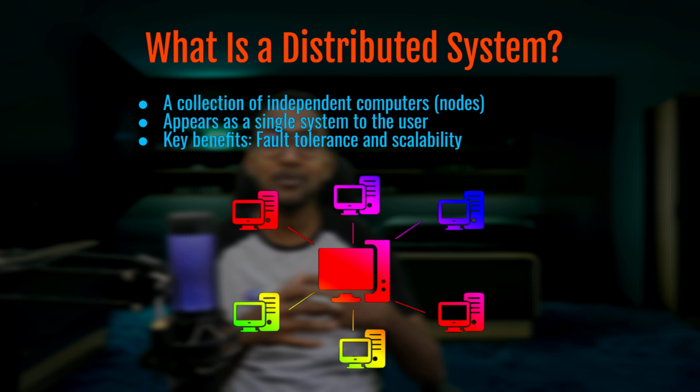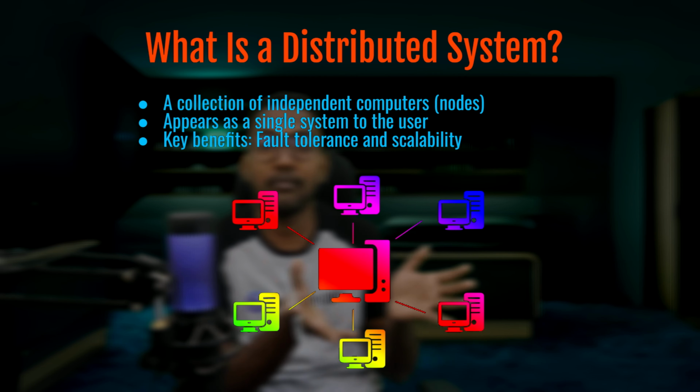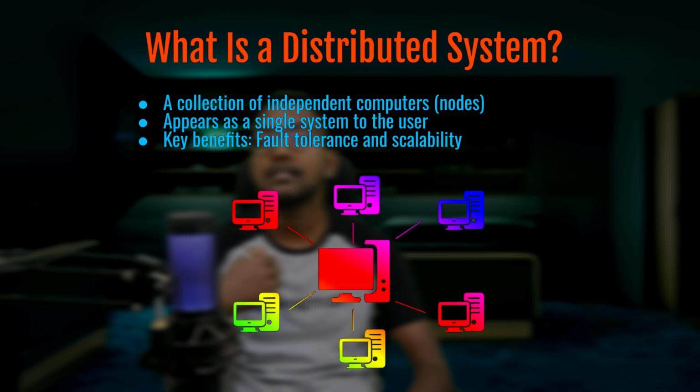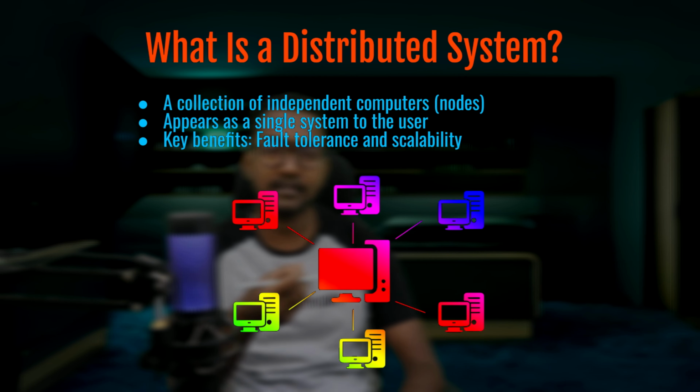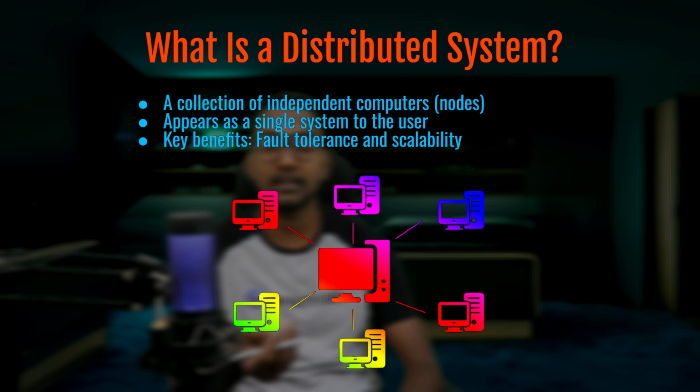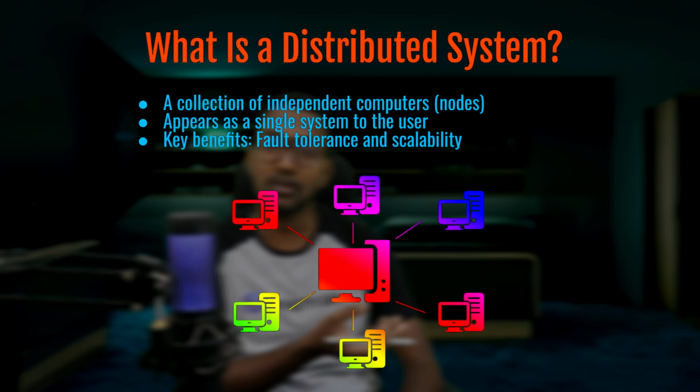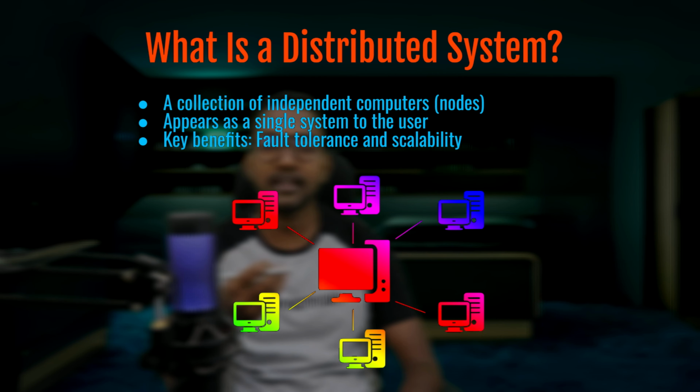Now let's talk about two major benefits of distributed systems. First of all, fault tolerance. If one node fails or crashes, the rest of the system keeps running smoothly. This is crucial for services like, let's say, Netflix or Instagram, where downtime can result in huge loss. A single point of failure is avoided since other nodes can take over if a failure happens.